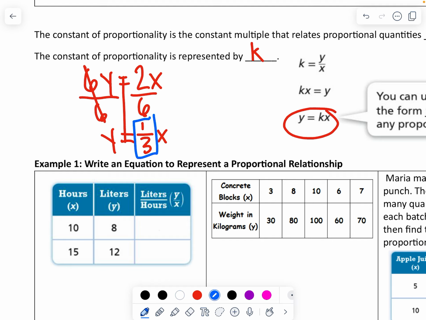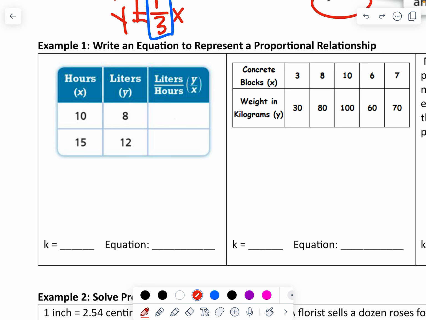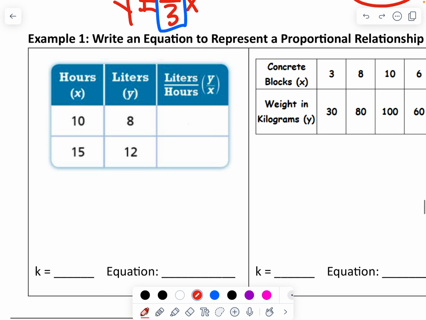What we're going to be doing is finding our constant of proportionality from different tables and then making an equation out of it. The equation always looks like this. It'll make more sense as we go through these. It says write an equation to represent a proportional relationship. This is showing us hours and liters, which is x and y, and we want y over x. We always put the y on top no matter what. So our y is 8, and our x is 10 for the first one. And on the second one, our y is 12, and our x is 15.